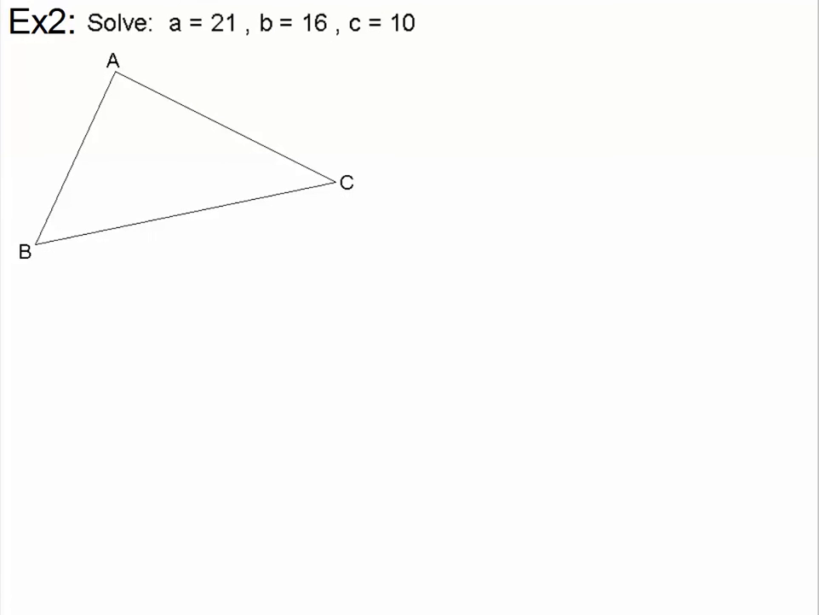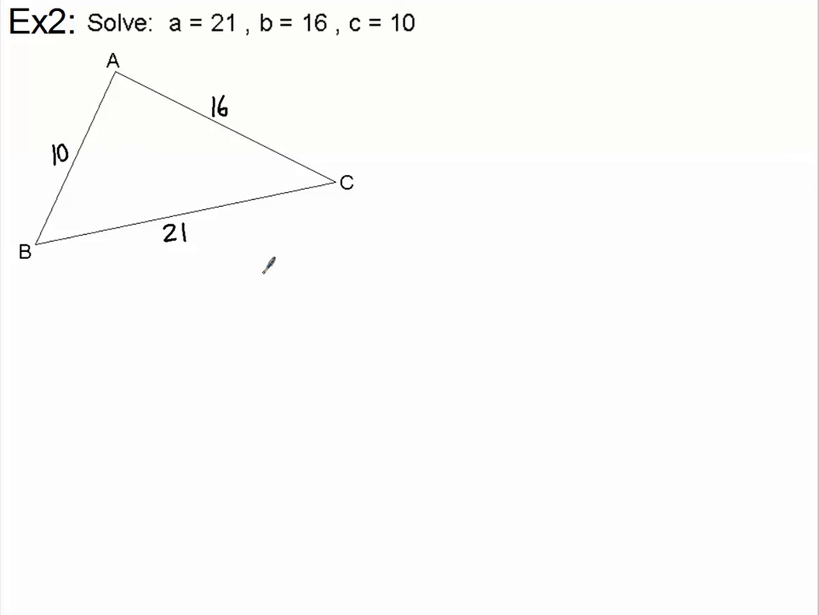Let's look at our final problem. This time I've given you all three side lengths of a triangle. Side A is 21, so opposite angle A is 21. Side B is 16, opposite angle B is 16. And the missing side C over here is 10.